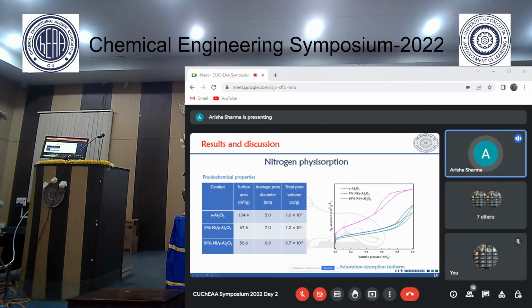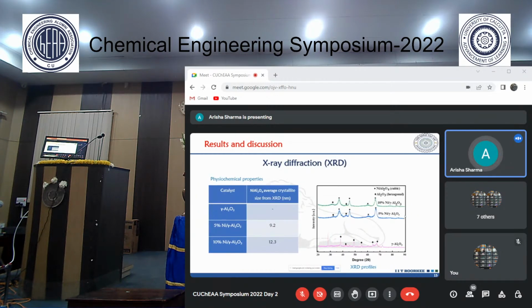And both the catalysts are showing the type 4 isotherm with H4 hysteresis loop, which depicts that the pores are of slit shape. Moving forward, the X-ray diffraction.